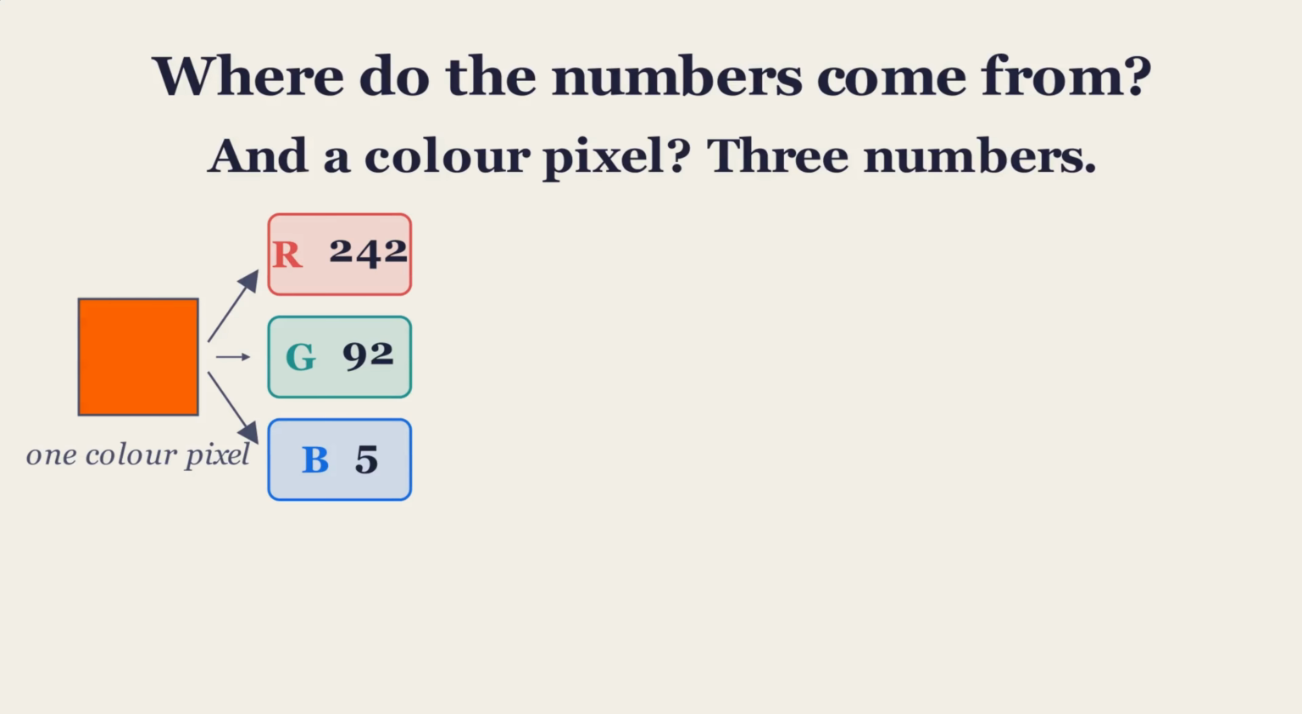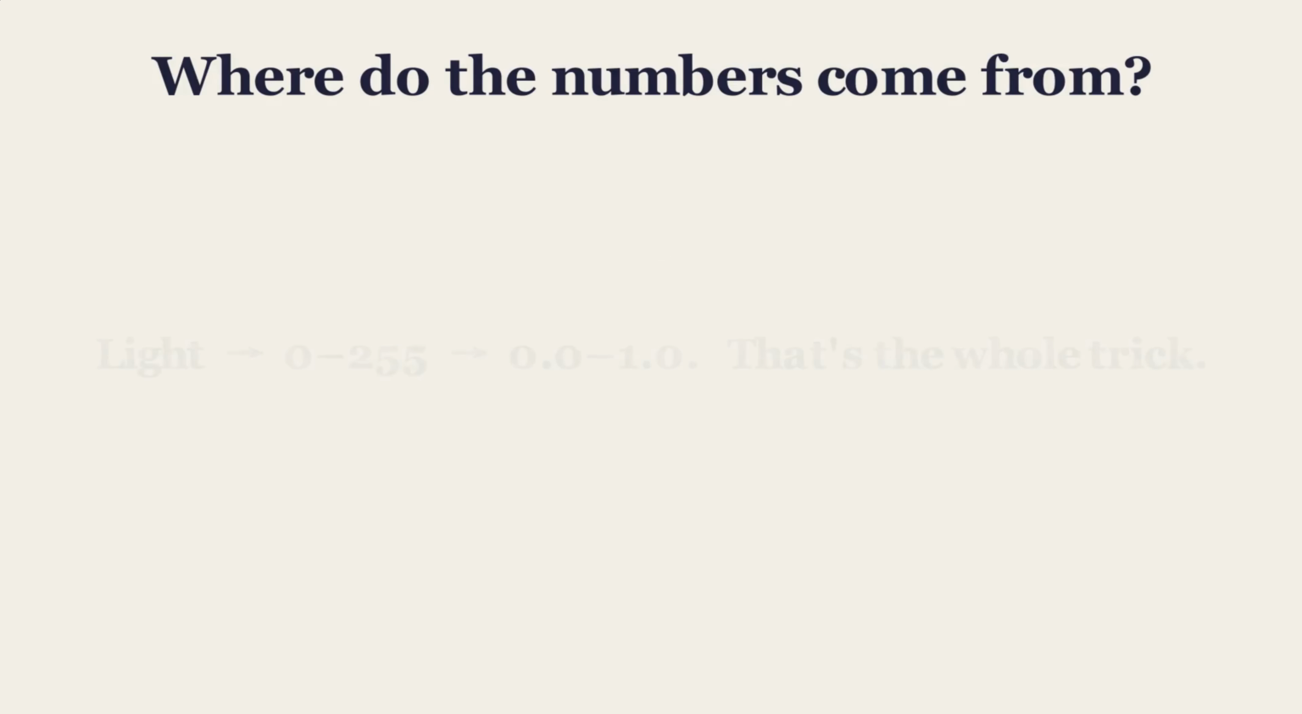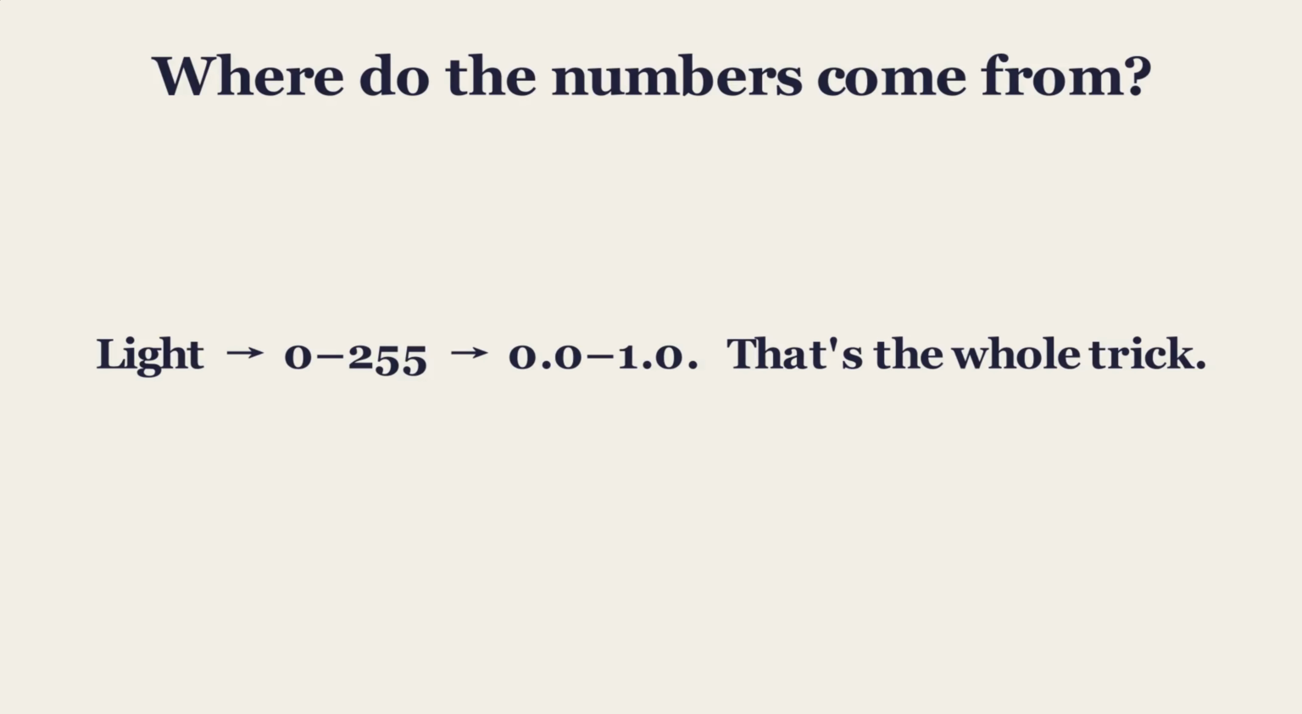And a color pixel. It carries 3 numbers, red, green, and blue. We multiply each by a fixed weight and add them up, and green gets the biggest weight because your eyes see green best. That gives one brightness value. Light to 0 through 255 to 0 through 1.